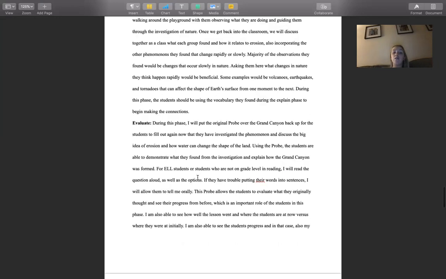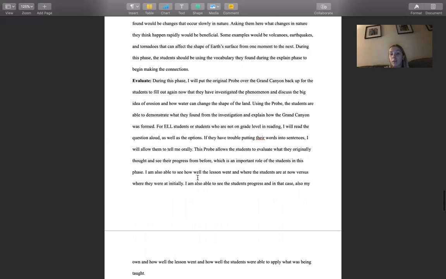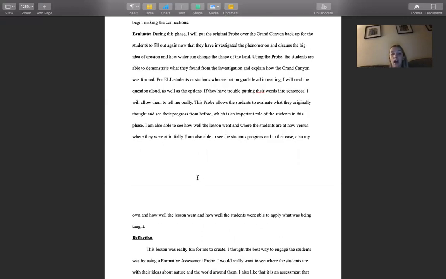And then the students should be using the vocabulary that we talked about in the explain phase to make the connection. So then in the evaluate phase, of course, I will go back to bringing the probe up, and then they will use the probe to reassess themselves, and I will be able to reassess them by them picking the same or a different answer and then explaining in a different way based off of what they learned through the entire 5E lesson. And so I will be able to see their progress, and how it went whenever I taught the lesson.